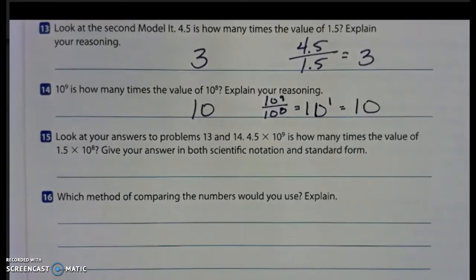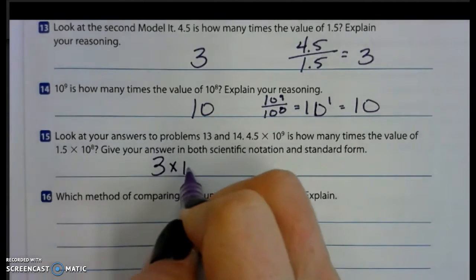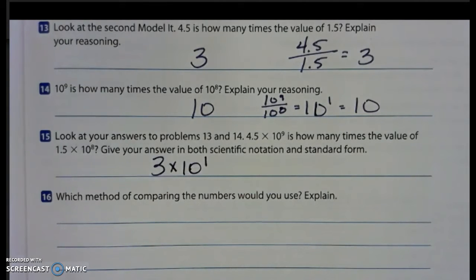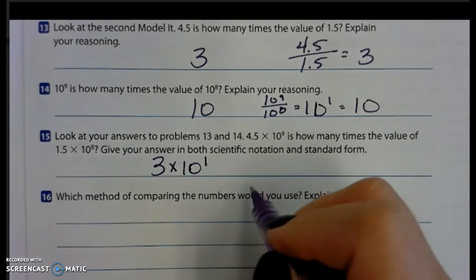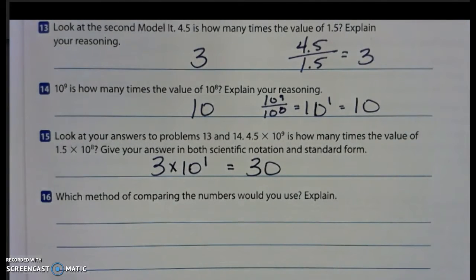Look at your answers to problem 13 and 14. 4.5 times 10 to the 9th is how many times the value of 1.5 times 10 to the 8th? Give your answer in scientific notation and standard form. So 3 times 10 to the 1 was our answer in scientific notation. And that was equal to 30 times in standard form.